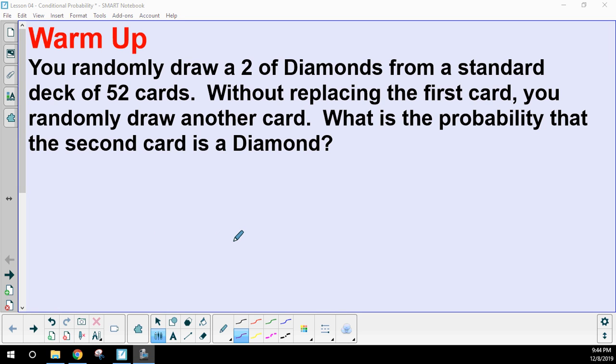Alright. Warm up. You randomly draw a 2 of diamonds from a standard deck of 52 cards. Without replacing the first card, you randomly draw another card. What is the probability that the second card is a diamond?